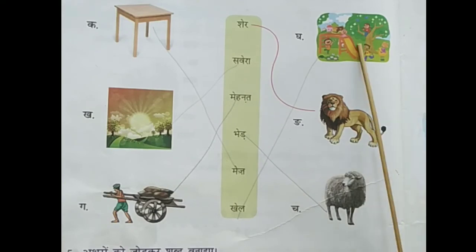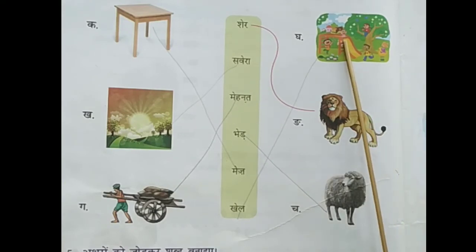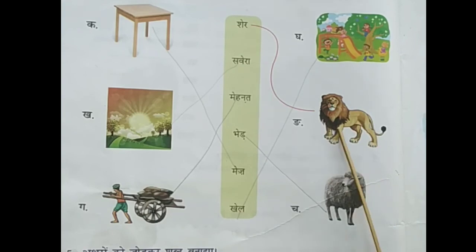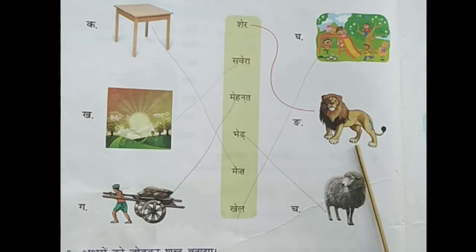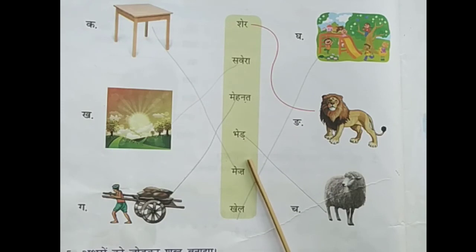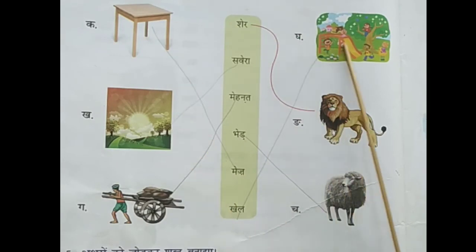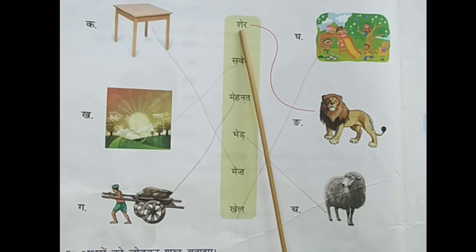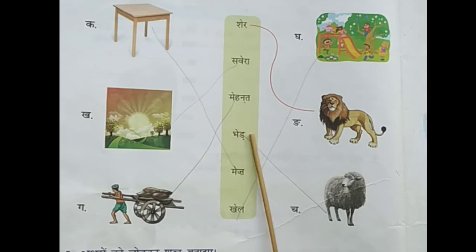Now look here. Picture. This is playing. What is the Hindi word of play? Khel. So matching to khel. Now, what is the Hindi word of lion? Sher. Now, what is the Hindi word of sheep? Bed. So, you study the name of these pictures and read it. Okay, let us read once again. Read loudly. Sher, savera, mehnat, bed, mez, khel.